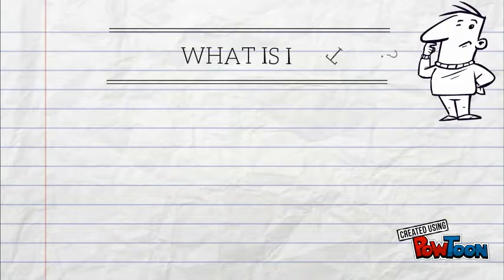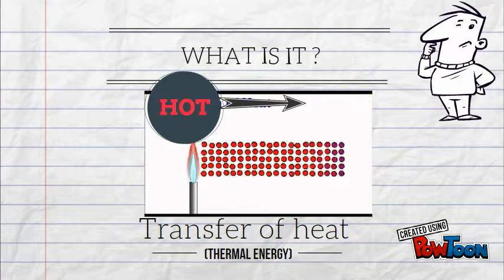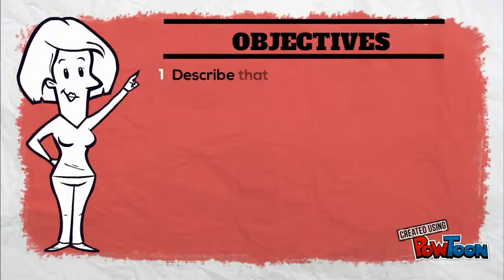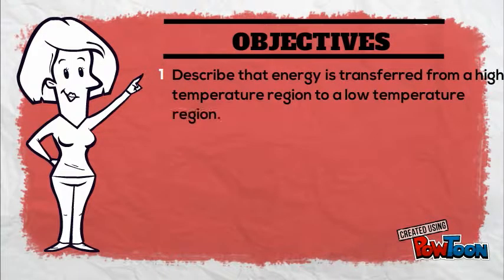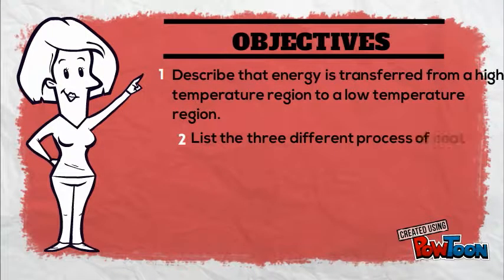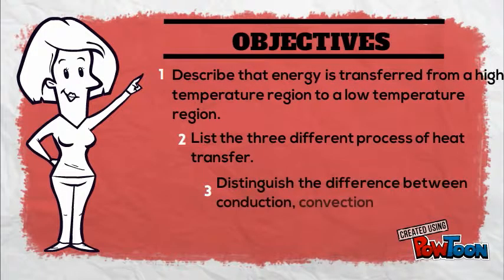What is it? Heat transfer is the movement of heat from a place with a higher temperature to a place with a lower temperature. Before proceeding, in this lesson we are going to learn that the energy is being transferred from a high temperature region to a low temperature region. Secondly, we will be able to list the three processes of heat transfer, and finally to differentiate between conduction, convection and radiation.